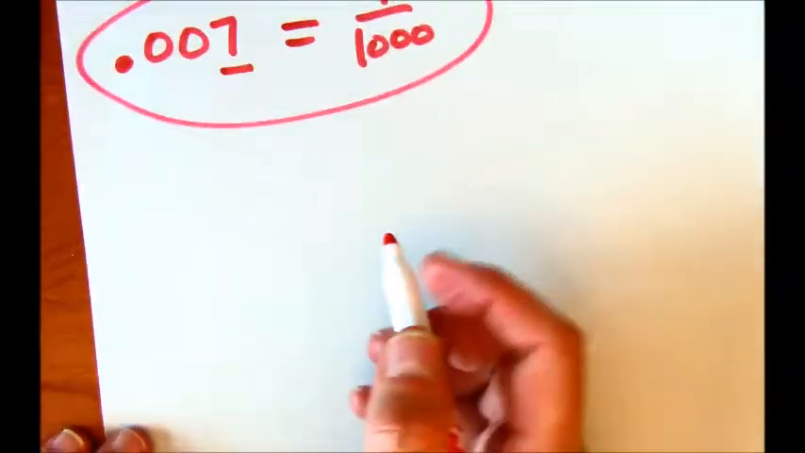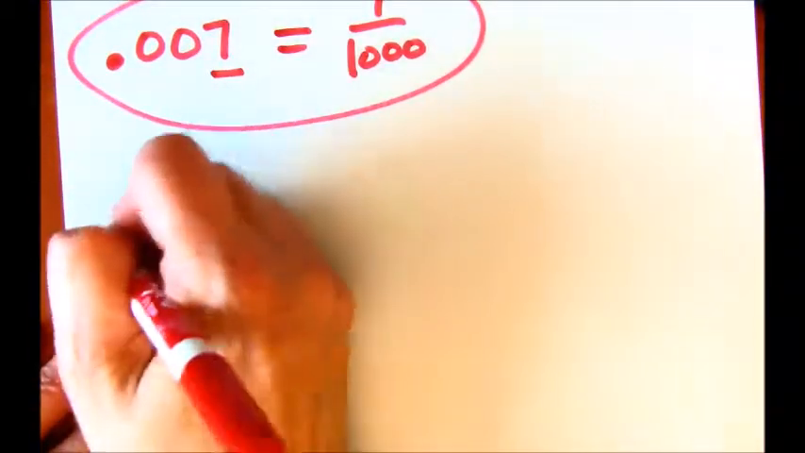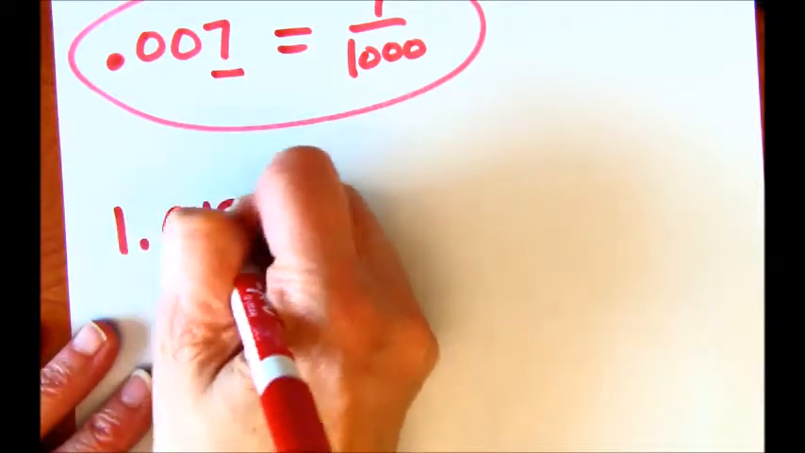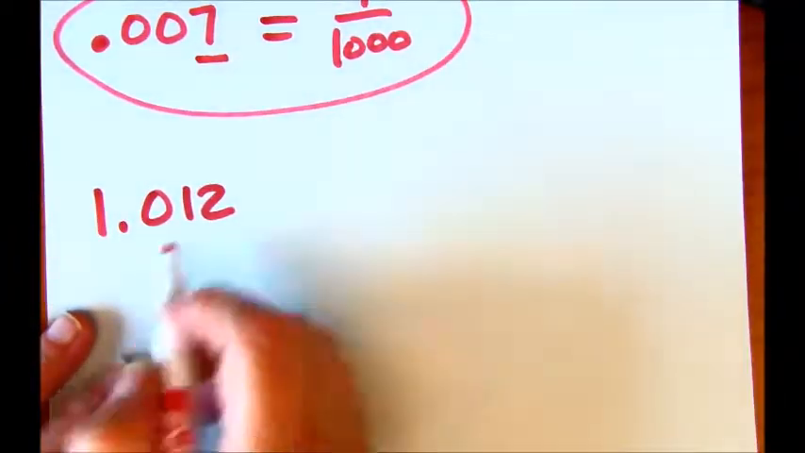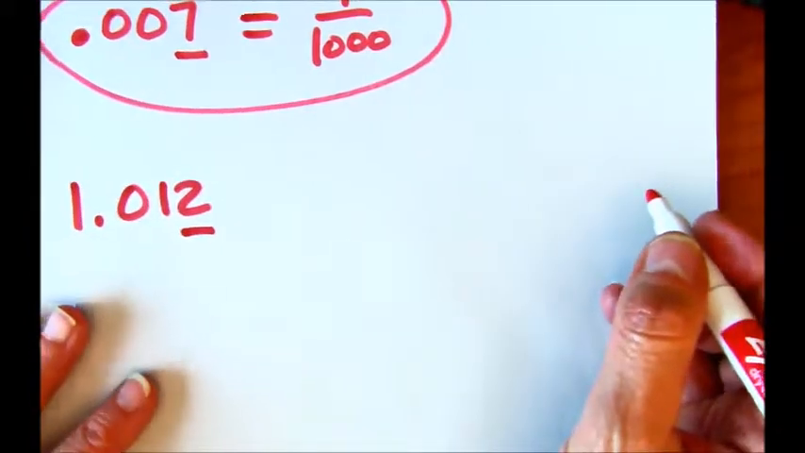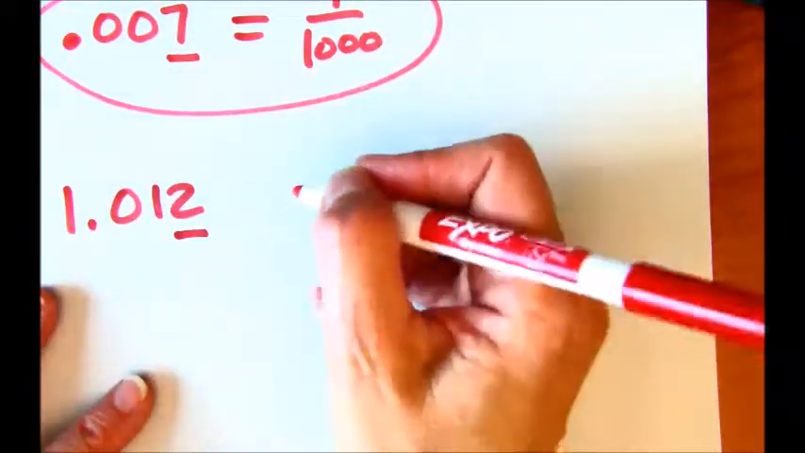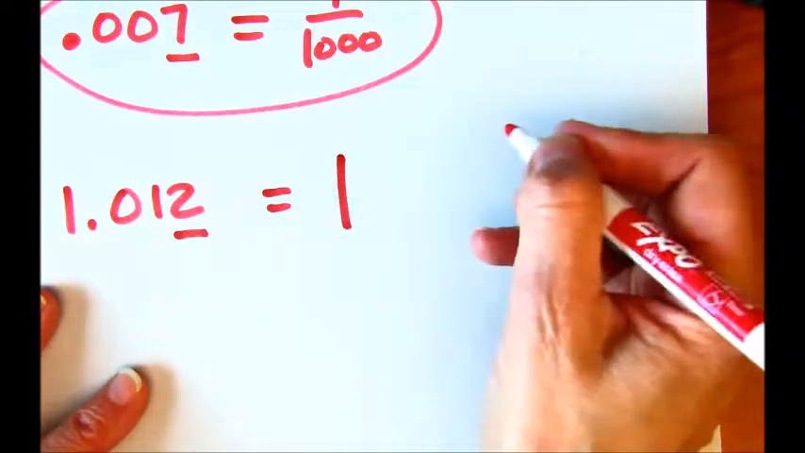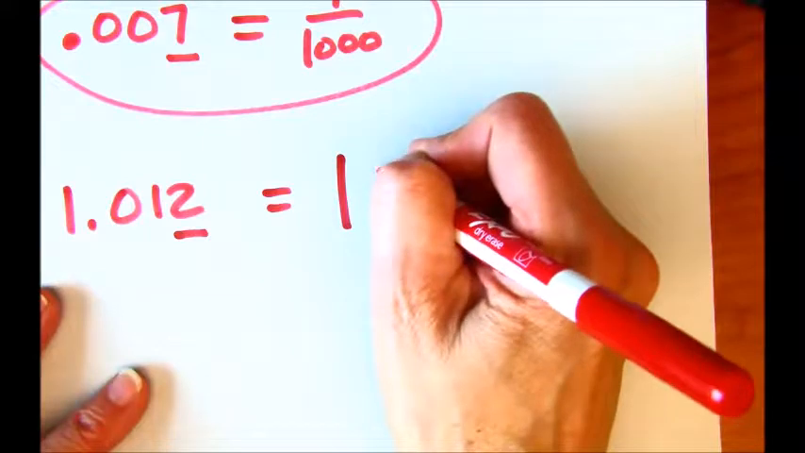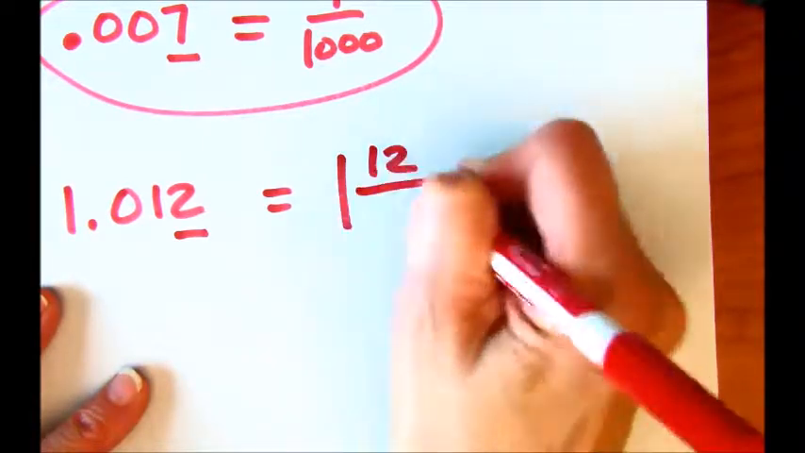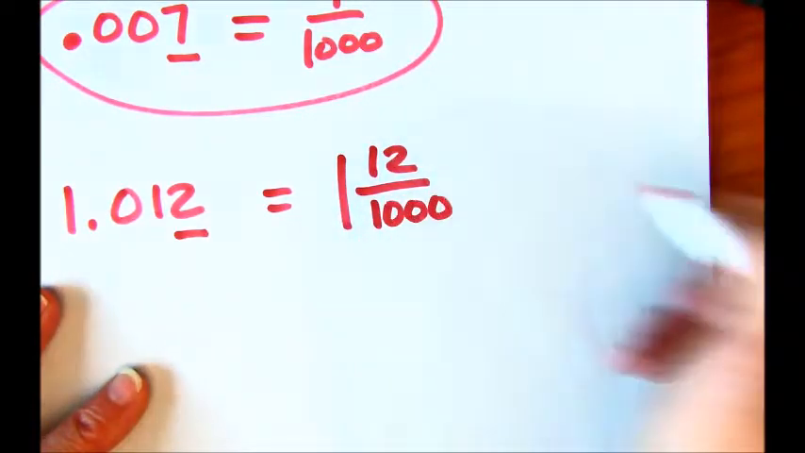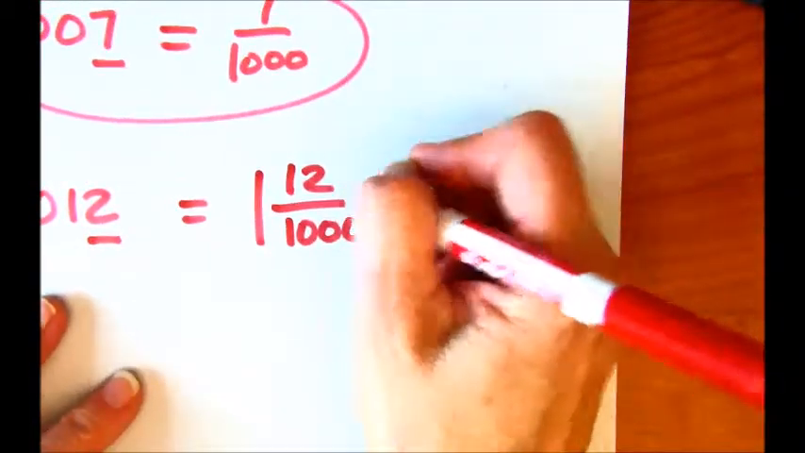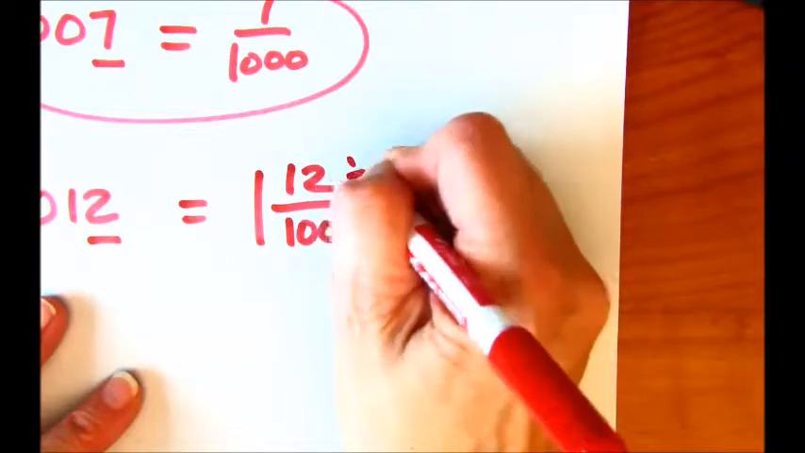Now let's do one with a mixed number. So let's say we have 1 and 12 thousandths. Okay, again, we're in the thousandths. So I'm going to write it. Now this 1 means that I'm going to have a mixed number. Now my fraction part of this mixed number is going to be 12 over 1,000. Notice they're both even here, so I can reduce. I could divide by 2.